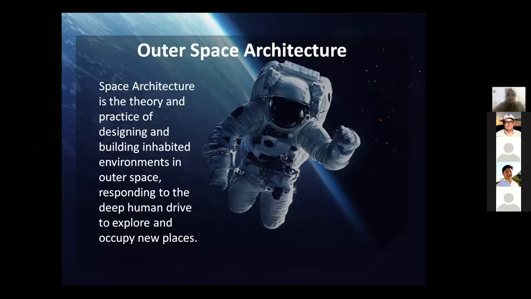But where is the other space? Other space means the place where we escape from LEO, lower Earth orbit. After that, it's other space. So all the works after lower Earth orbit mean other space architecture designing. So space architecture is the theory and practice of designing and building inhabited environments in outer space, responding to the deep human drive to explore and occupy new places.